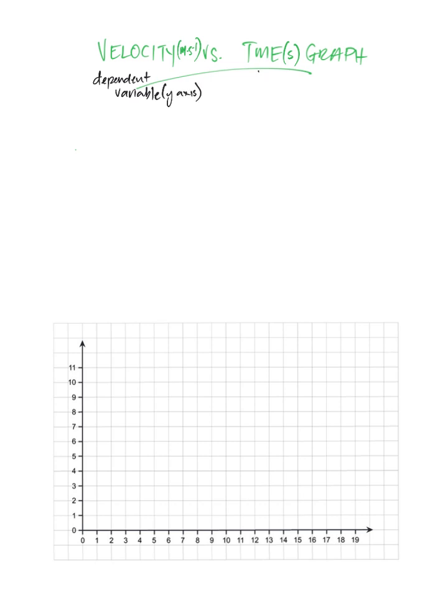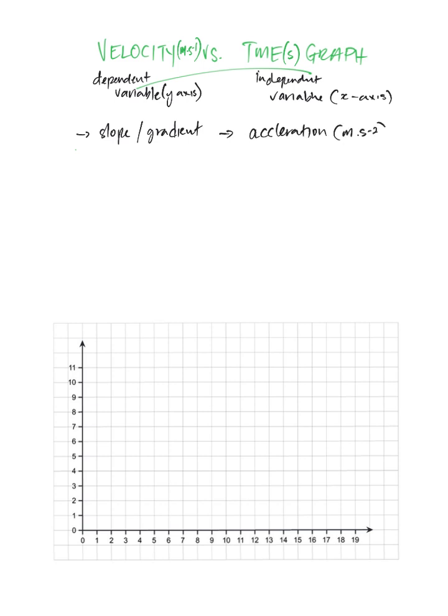Right, time is always independent. How am I spelling this word? Independent variable, and I will label that on the x-axis of my graph. Right, the next thing when I'm looking at this is the slope or the gradient. This is going to give me the acceleration of the graph in meters per second squared.